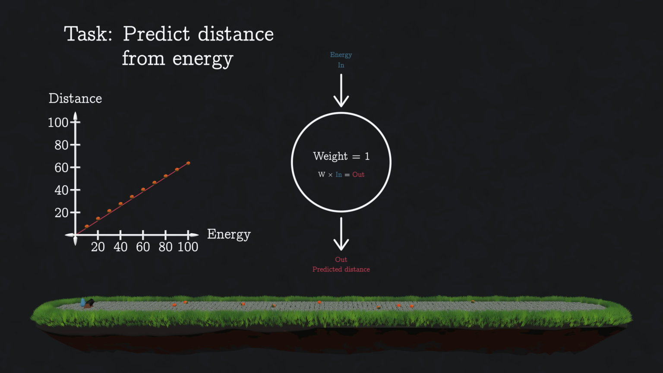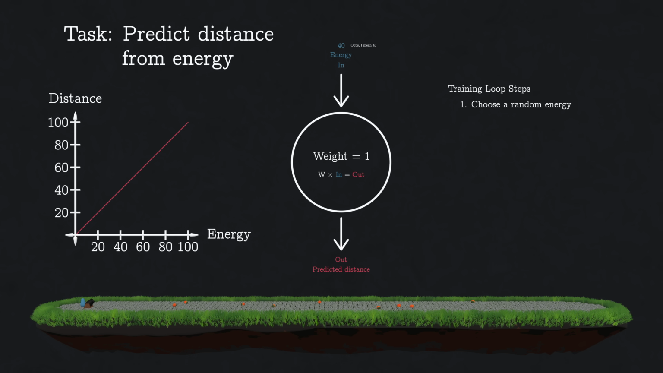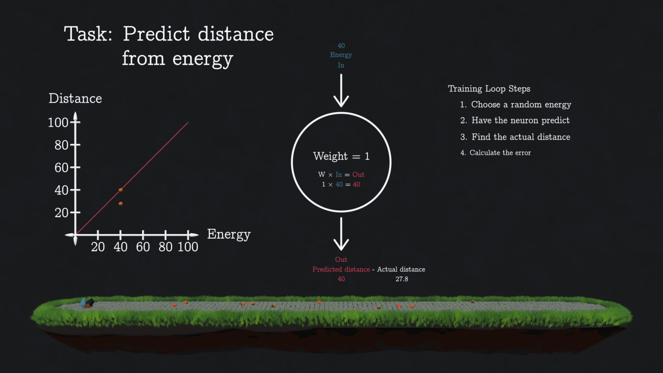Right? That's the whole point of machine learning, to get the machine to learn something we don't quite know how to specify ourselves. So the learning process will have several steps. First, we'll pick a random energy to test. Let's start with 20. Then we'll feed it through the neuron to get the predicted distance. Next, we'll actually fire the cannon with that energy value and see where the mango lands. We'll subtract the actual distance from the predicted distance to find the error in the neuron's prediction.